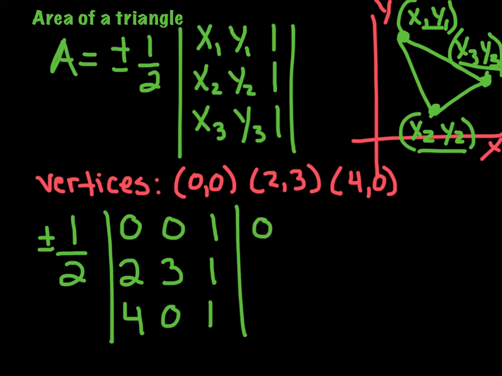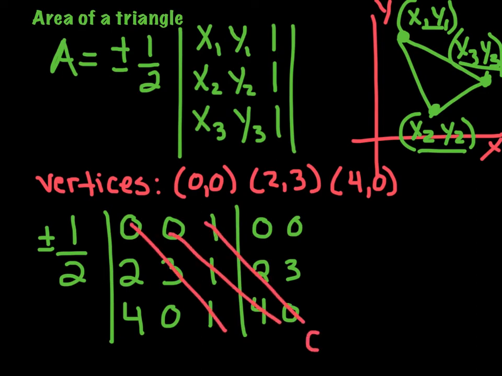That means I'm going to repeat the first two columns. There's lots of zeros in here, so it's actually going to be really easy. Because we're going to go down 0 plus 0 plus 0, right? Because anytime you multiply by 0, you get 0. And then I'm going to go up. I've got 4 times 3 times 1 is 12, plus 0 plus 0.